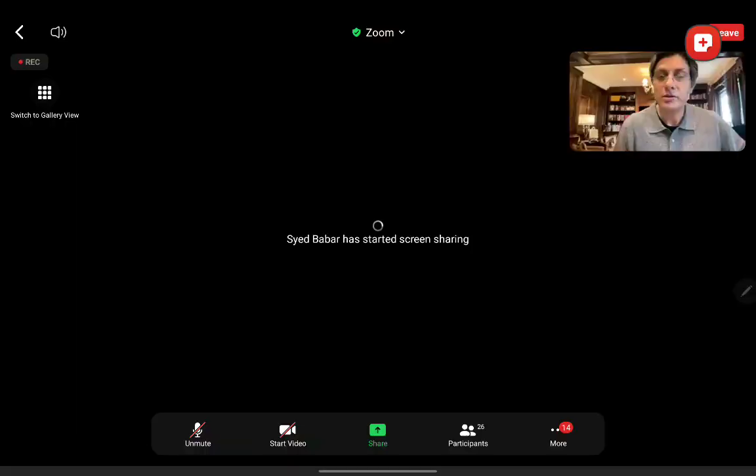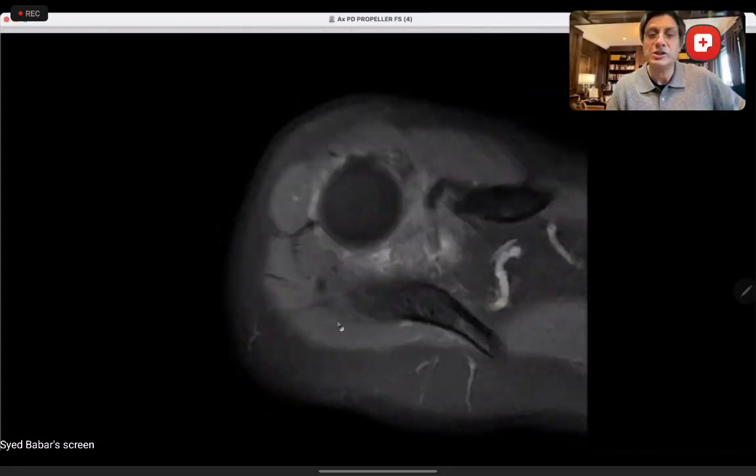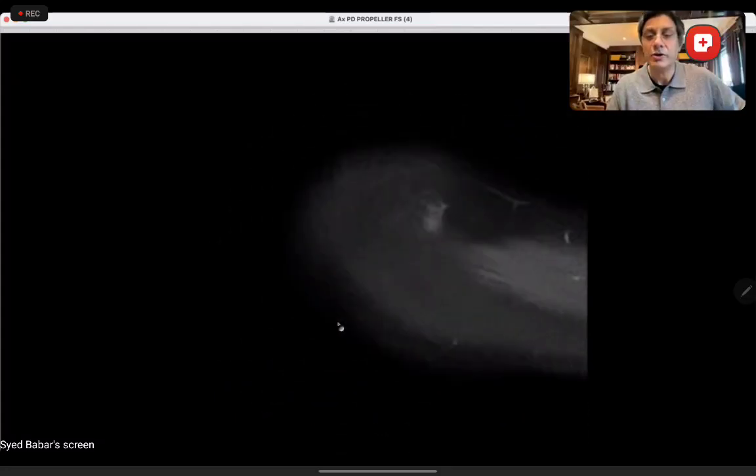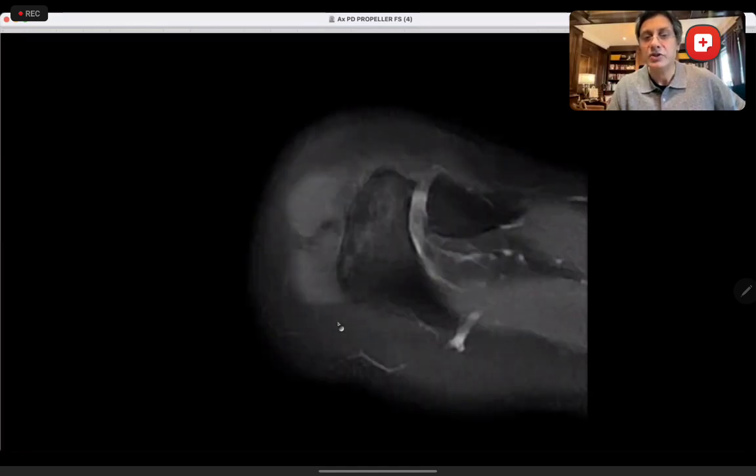So let's look at this next case. We are almost coming to an end now. So I will share this, and we will do the same thing. We'll start with the axial sequence. When we start with the axial sequence, we start right at the top first, and then we start going down to the bottom. So we look at this first. What do you see? The AC joint, does it look normal, abnormal?